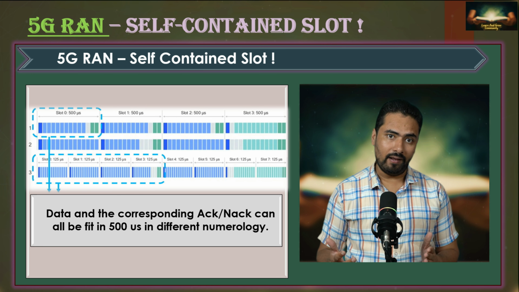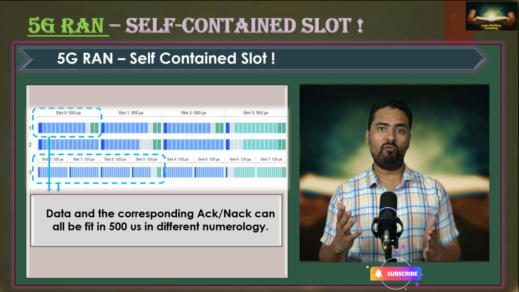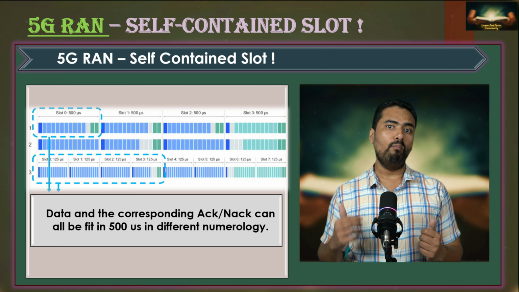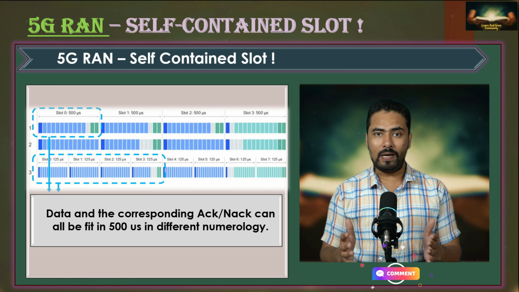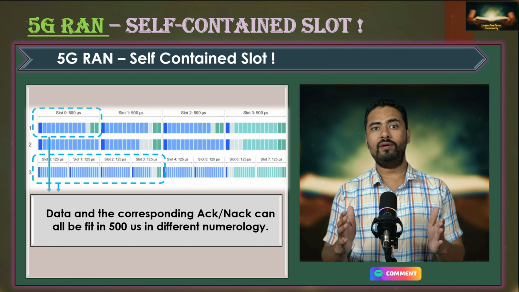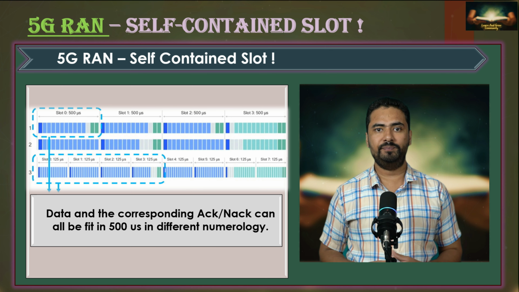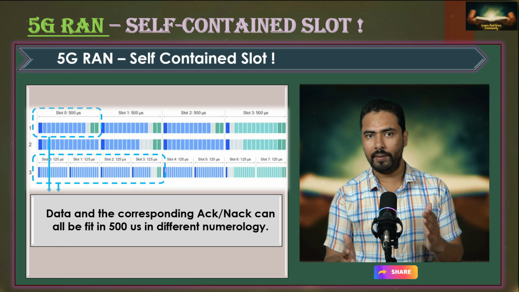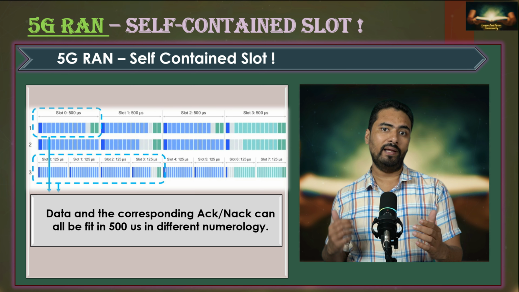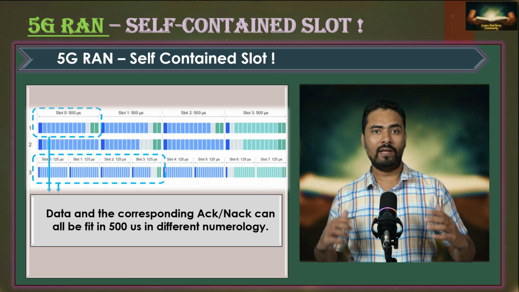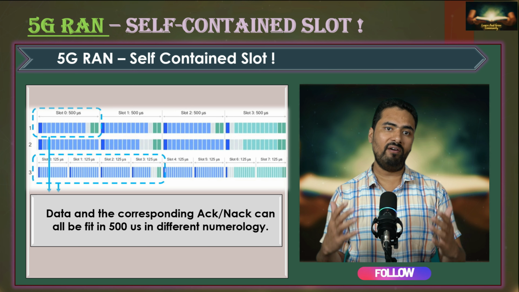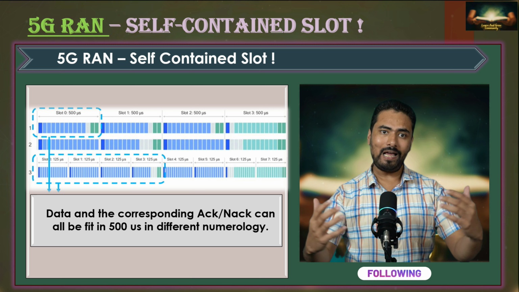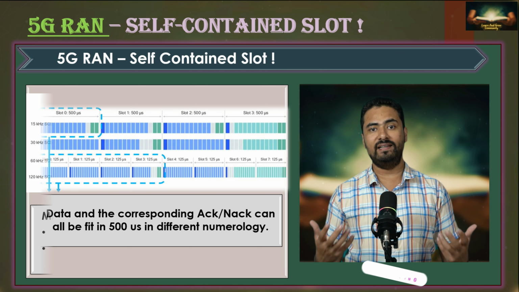So 5G NR introduced the concept of self-contained slots. This self-contained slot allows more efficient data transmission, especially in TDD systems or time division duplex systems. This means that within a TDD band, the downlink data, guard period, and the corresponding ACK or NACK notification can all be accommodated within a 500 microsecond slot. Now, depending on the numerology, this entire process can be completed within a single slot.